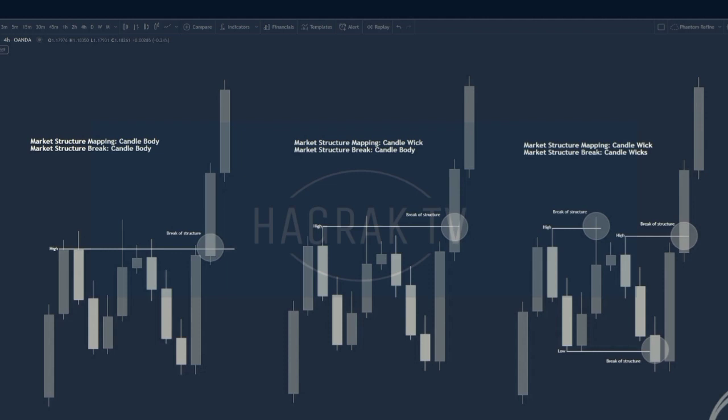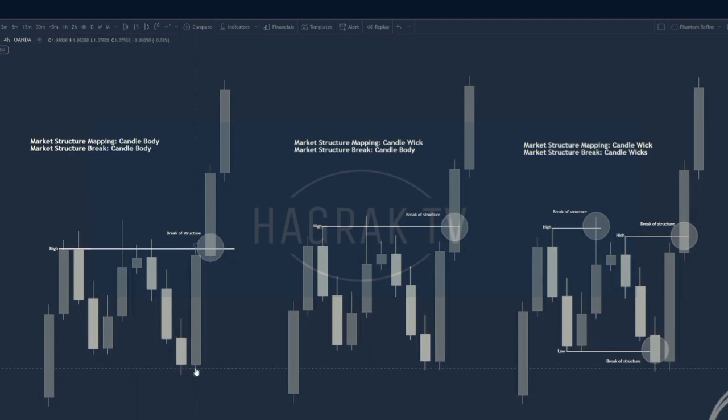The first type we're going to look at is a market structure mapping using the candle bodies and a market structure break identification using the candle bodies. Now, if we look at this example, we can see that price has traded up and then traded back down in. We've denoted the high on the close of the bullish candle and the open of the bearish candle as they are identical. We can see that price then moves back in, spikes the highs, trades back down below, and continues downwards. It didn't actually close above this high, so we can say that this high is still the most previous high in this overall move.